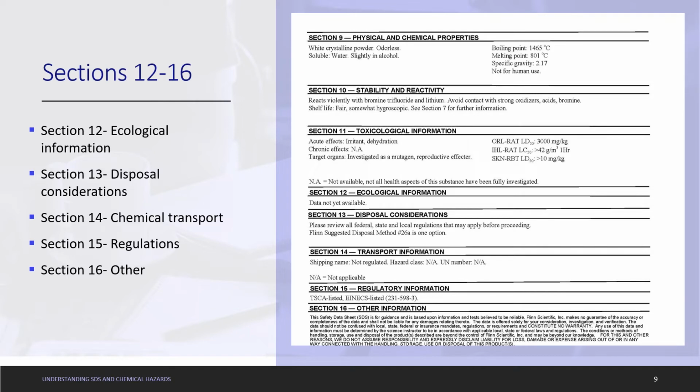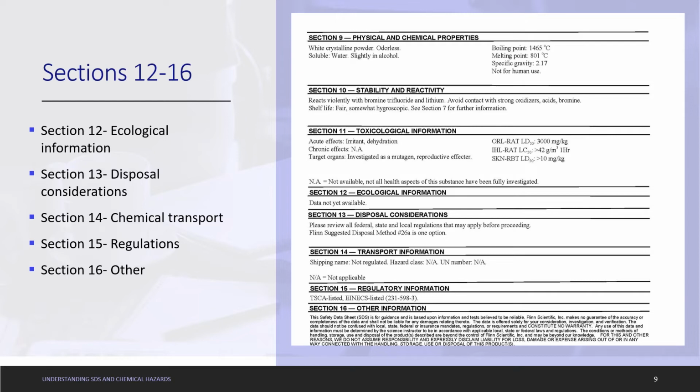Section 13 describes further disposal considerations. This SDS of sodium chloride specifies to check our local, state, and federal regulations before disposal. If you want to dispose of a chemical but are not sure of these regulations, please check with your local chemical hygiene officer or someone who holds a current RCRA hazardous waste management certification.